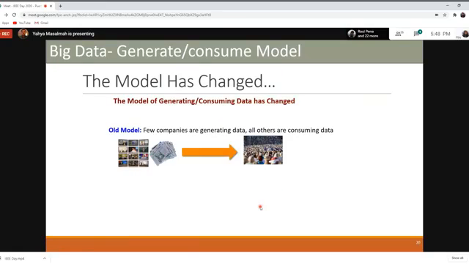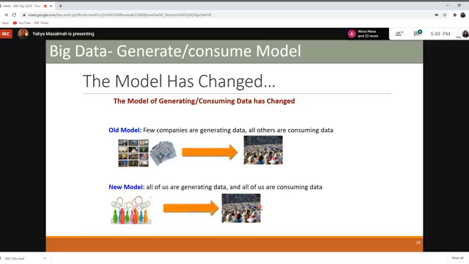So we can say that there is a big change in the model that we used to work with. In the old model, a few companies were generating data, and all the others were consumers or users of the data. Nowadays, everyone is a data generator, and we are also consumers or users of the data.